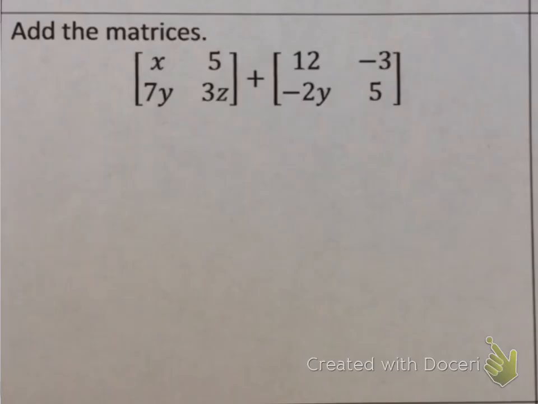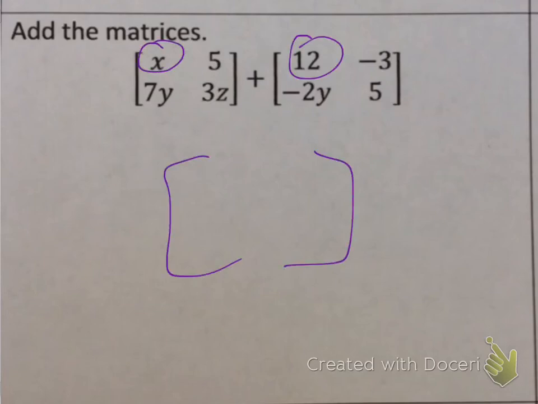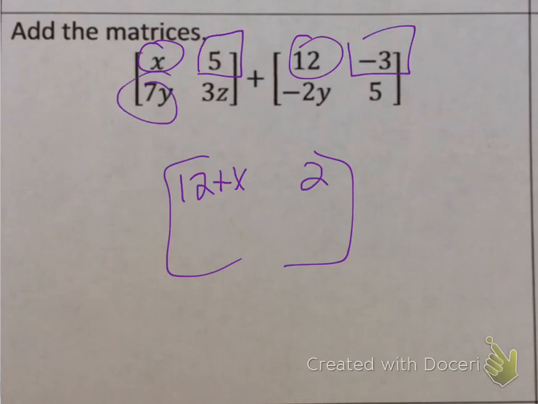This says to add the matrices. This is nothing different than what we've been doing. We're still adding the matrices, but this time we have some variables. So this is a 2 by 2 plus a 2 by 2, so my answer has to be a 2 by 2. X plus 12 would be that. It would be 12 plus X or X plus 12. You can't combine those together. 5 plus negative 3 would be 2.